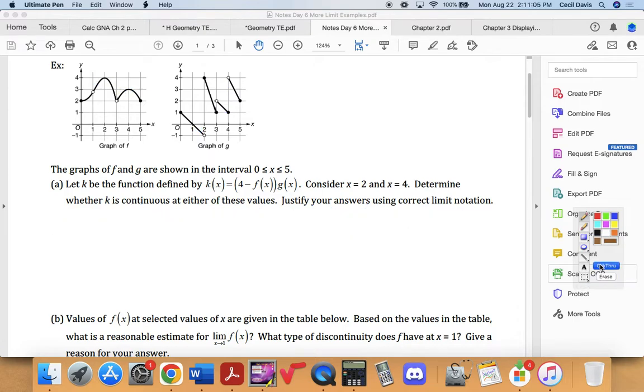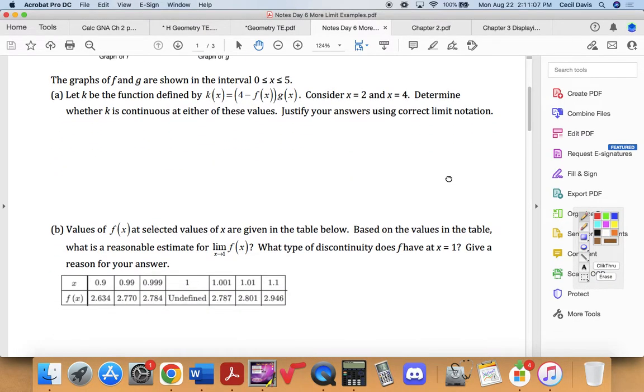All right. Fortunately, part B of this takes almost no time at all. Values of f of x, its selected values of x are given in the table below. Based on the values in the table, what's a reasonable estimate for the limit as x approaches 1 of f of x? Well, it's somewhere between these two values, right? You could give any value in between those two values that you wanted to get. I usually split the difference.